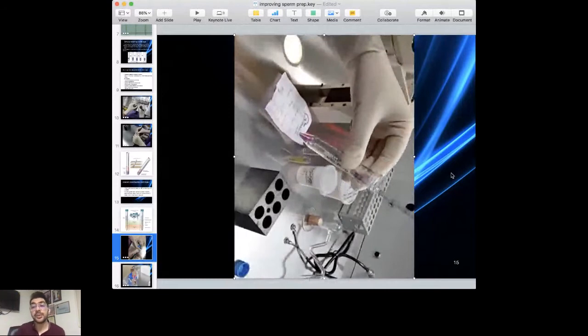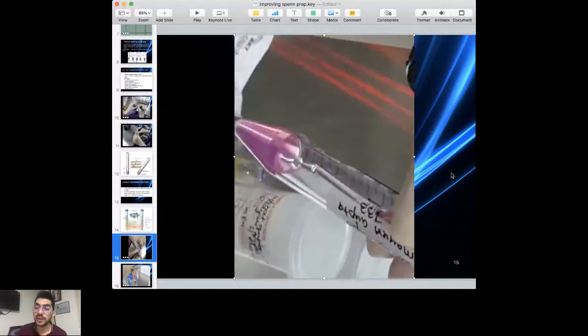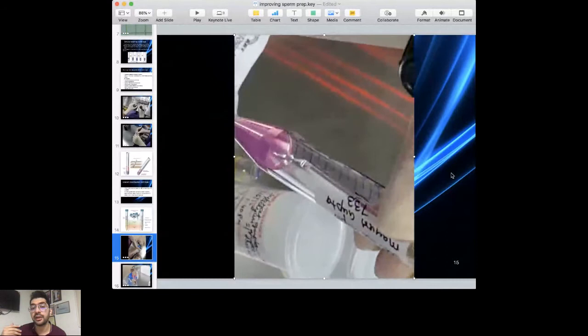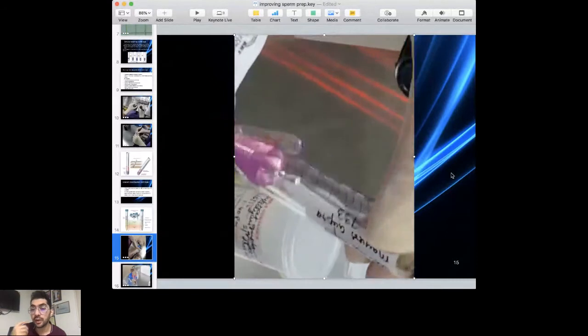And this step is also very important in the sense that you have to be very gentle when you're loading on the second density. If you notice here, what we're doing is we're trying to create a very nice, smooth column of movement of the second density over the first density so that we get a good interface of separation. When you get a good interface of separation, that is when you will have the best kind of separation of the sperms.